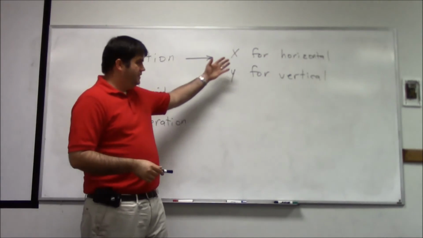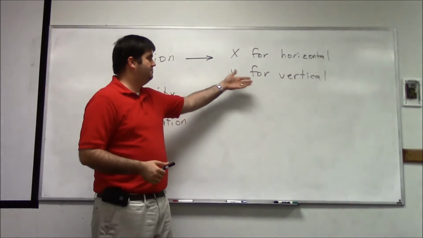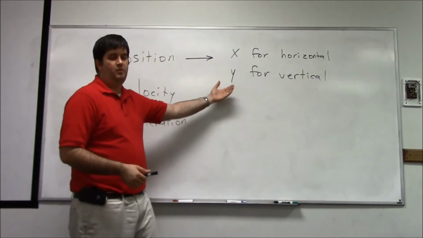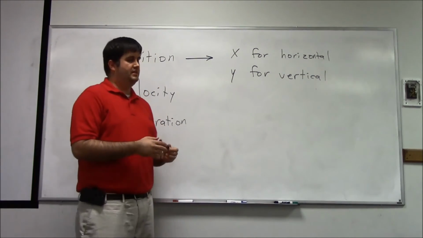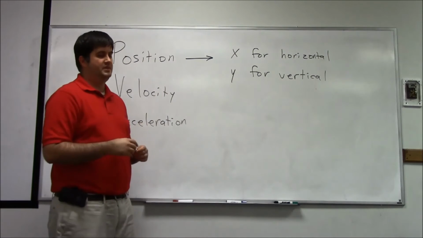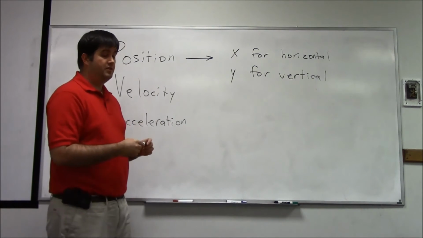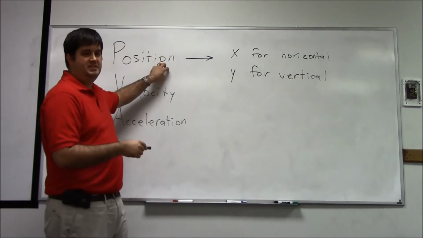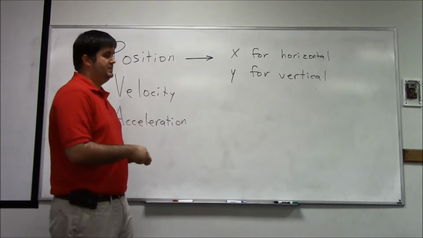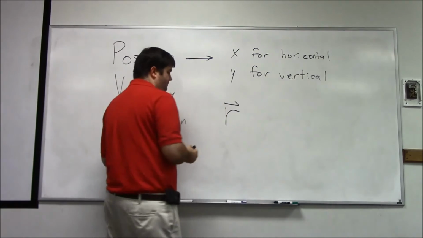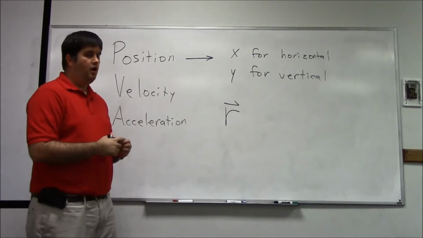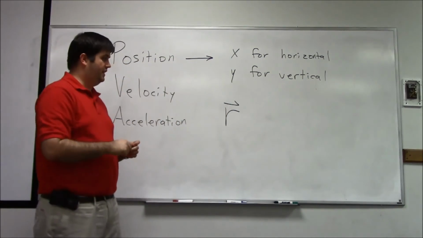Well, for objects that are moving in 2 or 3 dimensions, we can't simply use just an X or just a Y or just a Z to represent the position. We need something that could represent any or all of them at the same time. And so from here on out, we're going to represent position in a general sense by a vector R. And R will be the position vector.